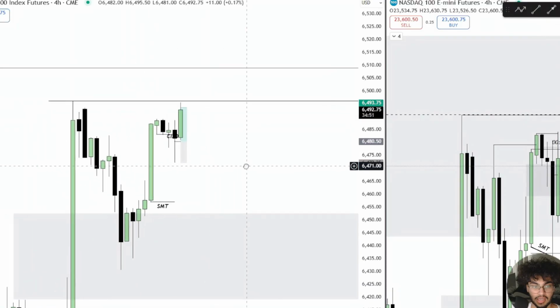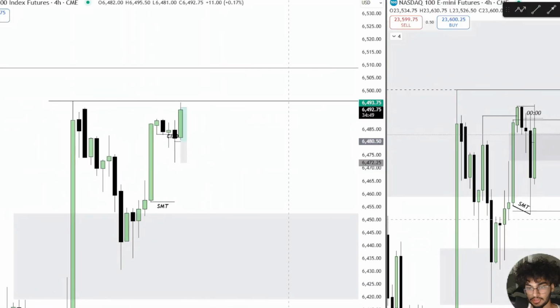My thought process here was, in this 4-hour candle, we formed SMT. You can clearly see we take out this 2 p.m. low of yesterday on Nasdaq, but on ES we don't. So you can clearly see that SMT. We tap into this 4-hour fair value gap. There's also a change in the day delivery that we also tap into.